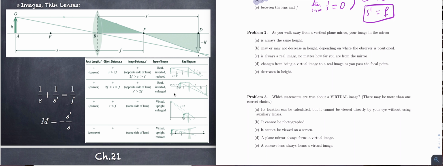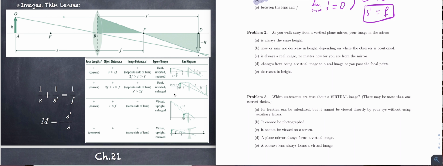Okay, problem 2. As you walk away from a vertical plane mirror, your image in the mirror is always the same height; may or may not decrease in height depending on where the observer's position is; is always a real image, no matter how far you are from the mirror; changes from being a virtual image to a real image as you pass the focal point; decreases in height.